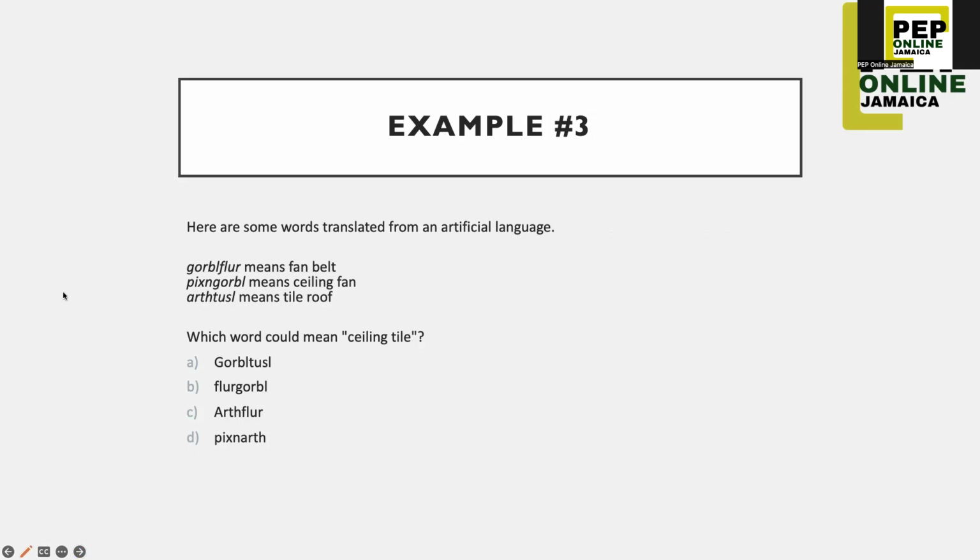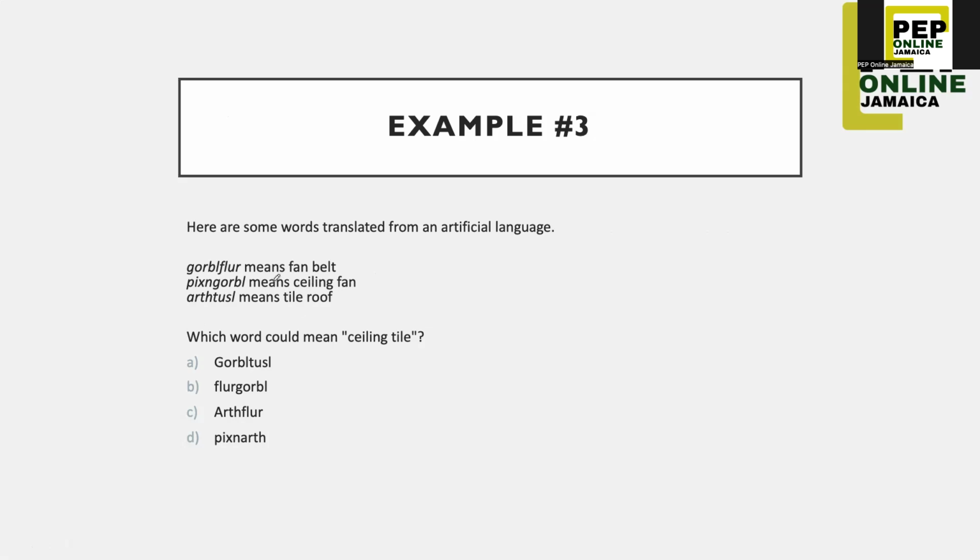First things first, and you're going to have to do this whenever you get these type of questions, you're going to have to find some level of similarity. You're going to look at the first word and check what is similar with the second word and the third word. Now, if we look at this artificial word right here, we see that it represents fan belt. When we look at this second word, it means ceiling fan. So you're seeing a word repeated here, which is fan. And then the third word here means tile roof, right?